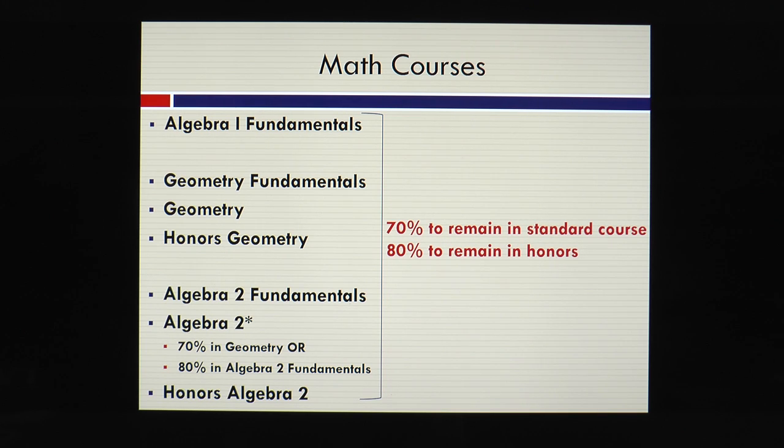In order to get into Algebra 2, you need a 70% in geometry, and some students that finish Algebra 2 Fundamentals their junior year will choose to take Algebra 2 their senior year to continue their study and possibly prepare for college. We also have an Honors Algebra 2 class that's open for 9th through 11th graders that students who are excelling in math can choose to take.